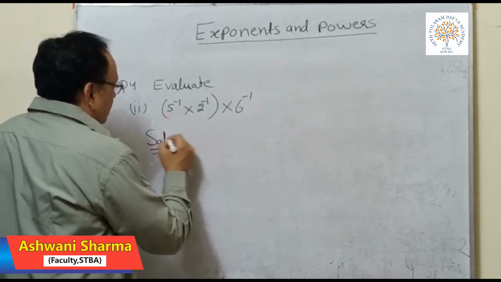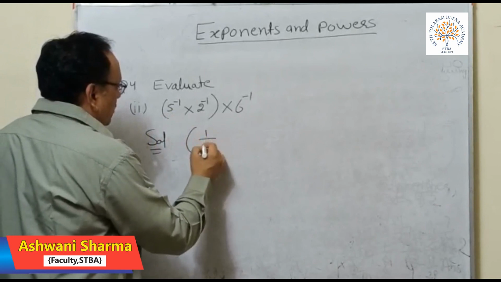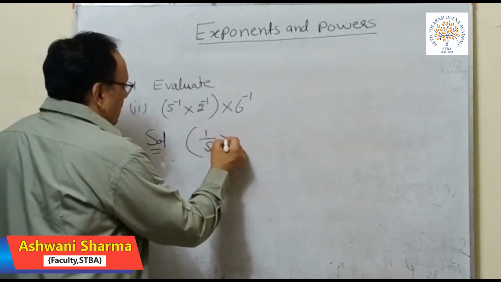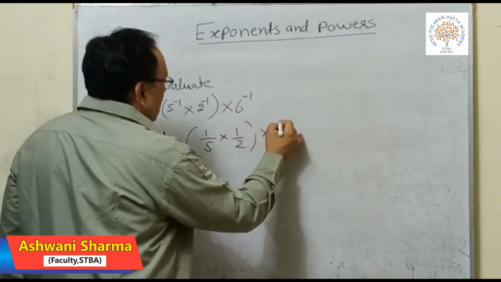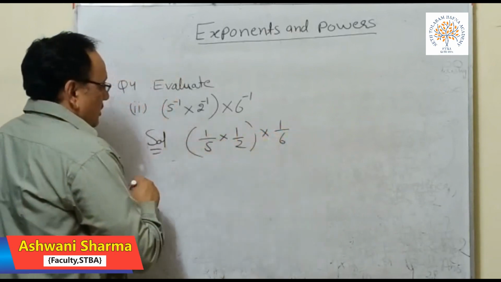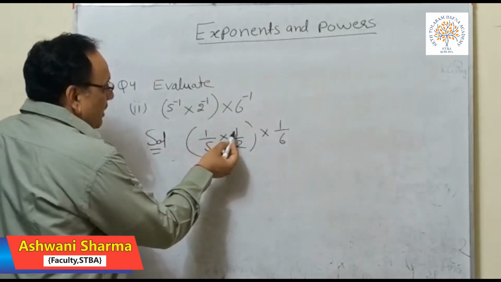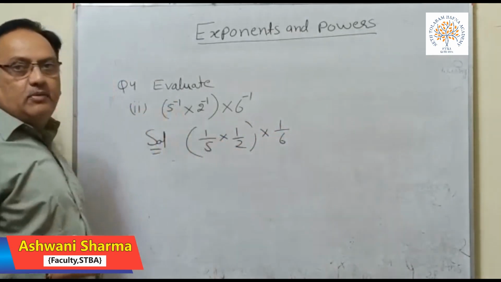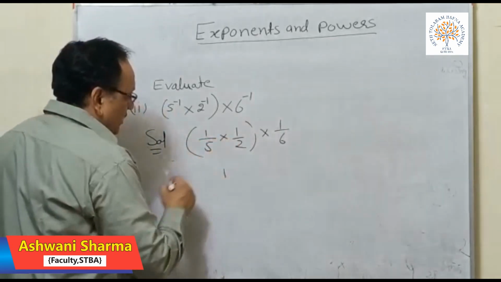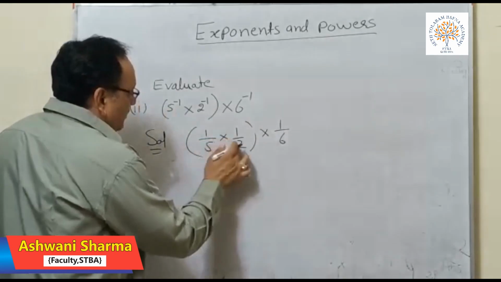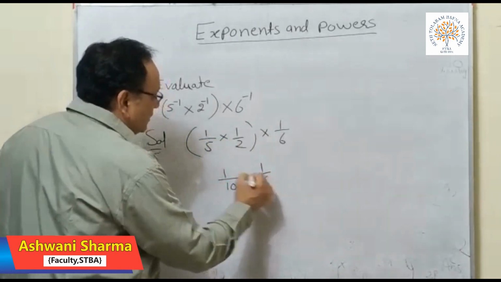We can write, first we open the bracket, 1 upon 5 into 1 upon 2 into 1 upon 6. Now numerator is multiplied by numerator and denominator is multiplied by denominator. 1 into 1, 1. 5 into 2, 10. Into 1 upon 6.